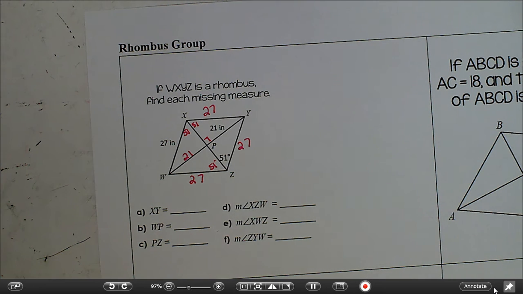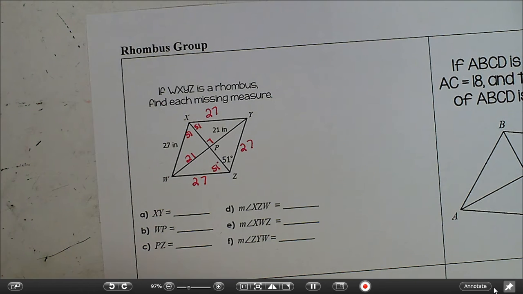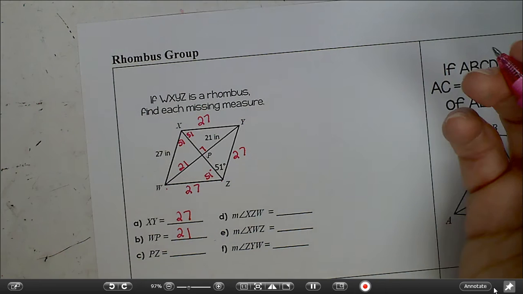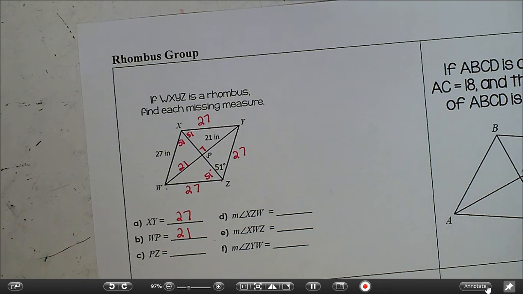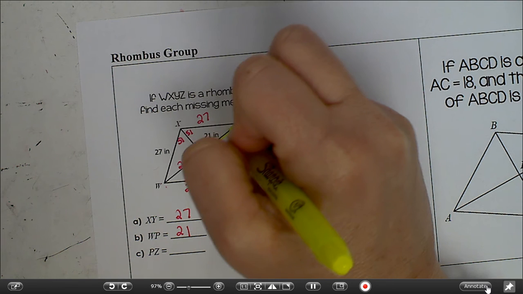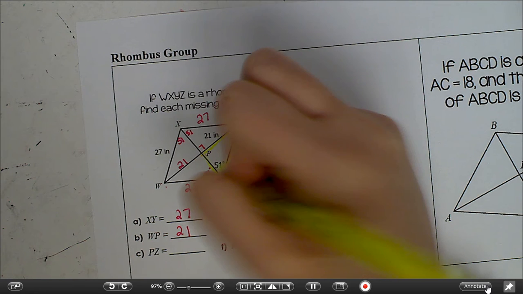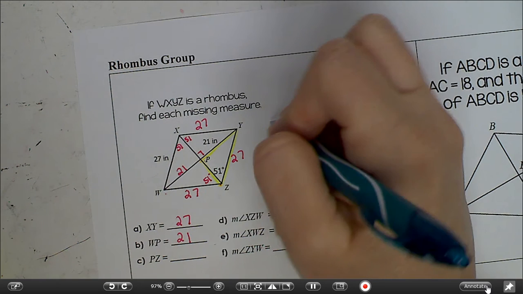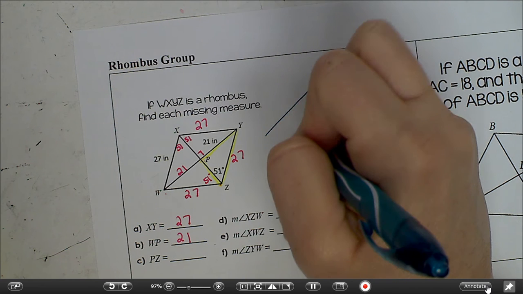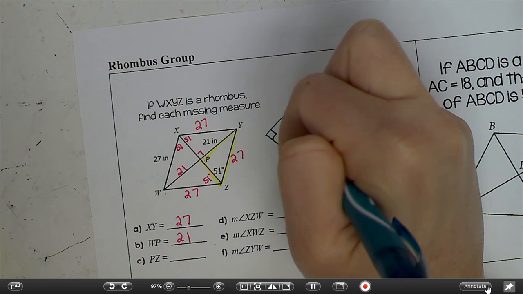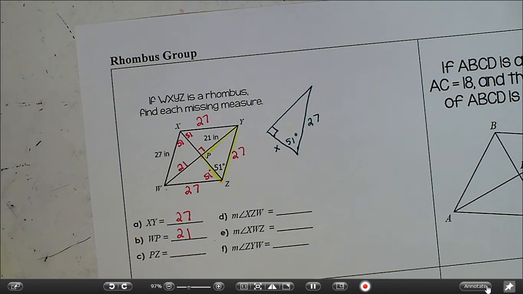Now we're going to try to fill in down here and see if we need to find anything else. So XY is 27. WP was 21. PZ, oh, well, we don't know that one yet. But look, PZ is right here. And check out this piece. We could use trig to figure that out. So I'm going to redraw that triangle over here just so you can see it. I wouldn't normally redraw this one, but just so you can see it. And this is the side we're looking for, PZ.